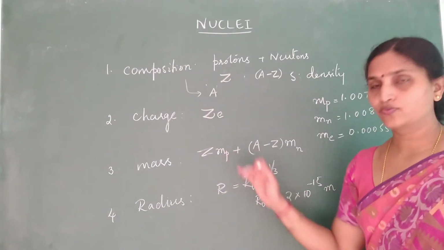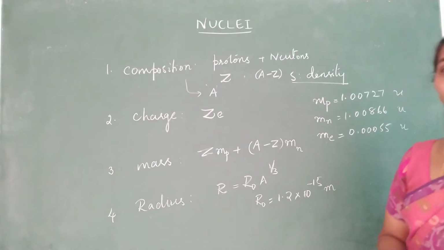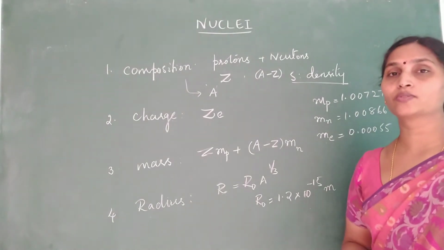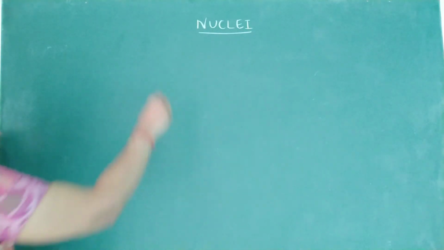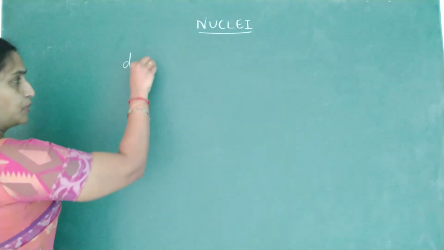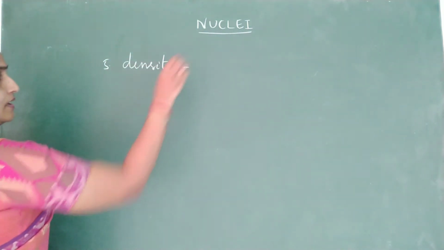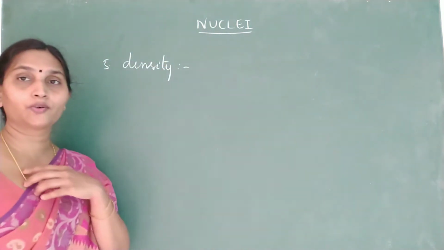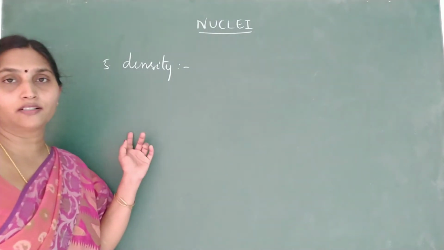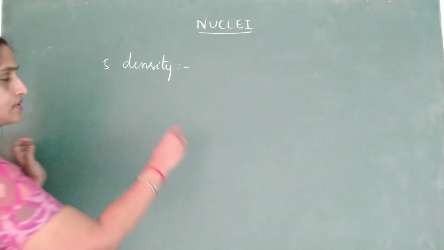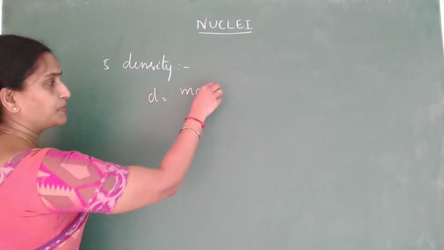So these are the first 4 basic properties. One more property, as I told you, is density. Now let's look at the density of nucleus, the fifth property. We know density is mass per unit volume. If we assume the nucleus to be spherical in nature, how do we write density? As mass by volume of a sphere.